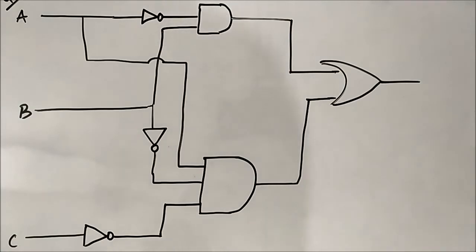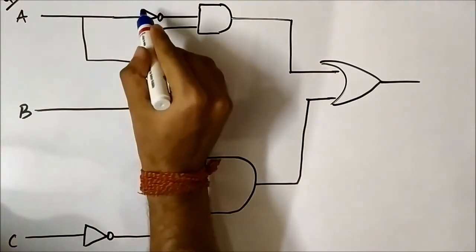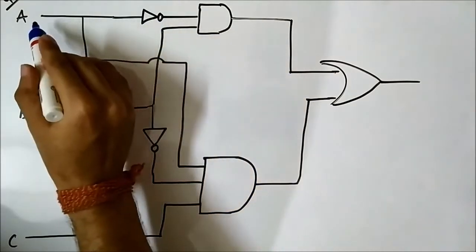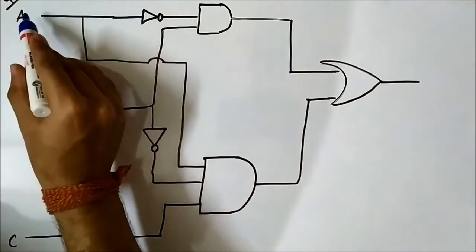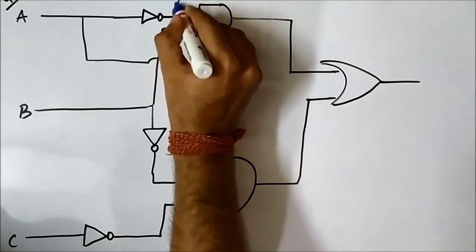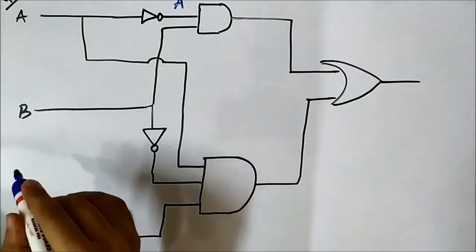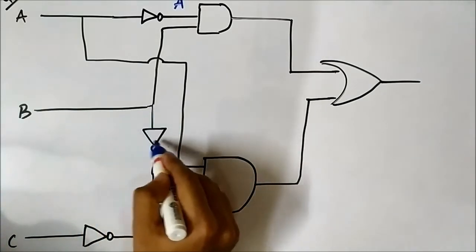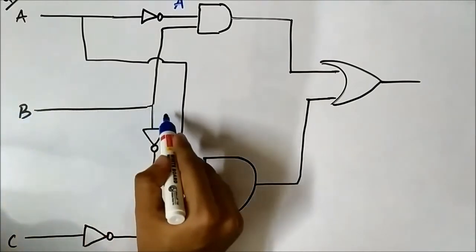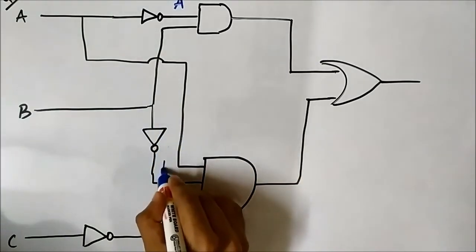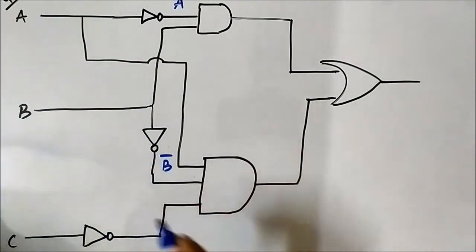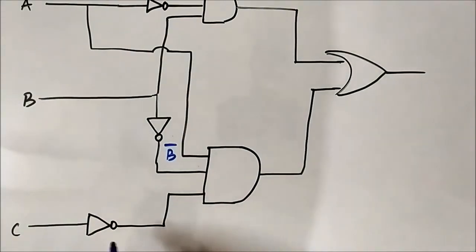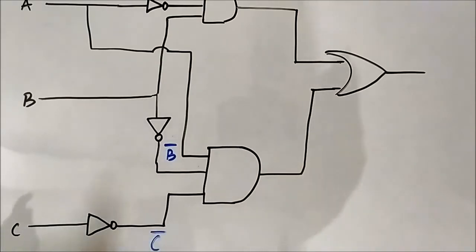In the first level, this first NOT gate or inverter has input A, so the output will be A complement. The second NOT gate or inverter, the input is B, so it will be B complement. And the third NOT gate or inverter, the input is C, so the output will be C complement.